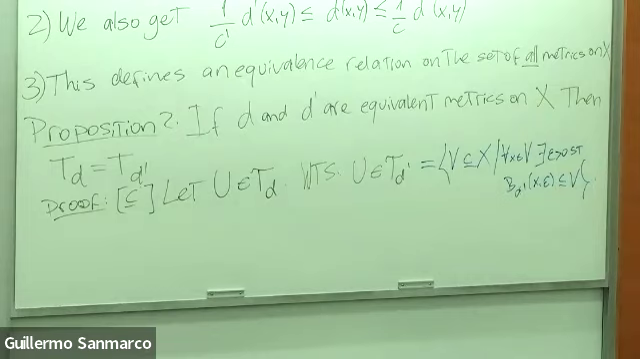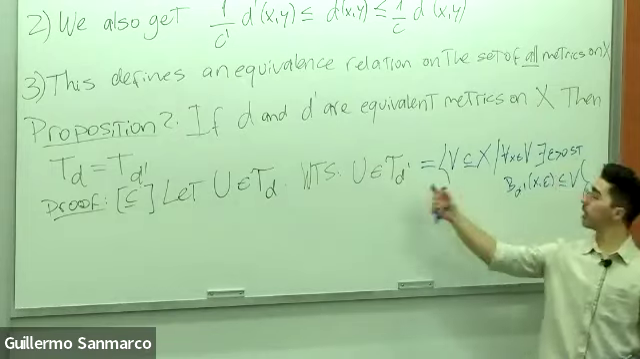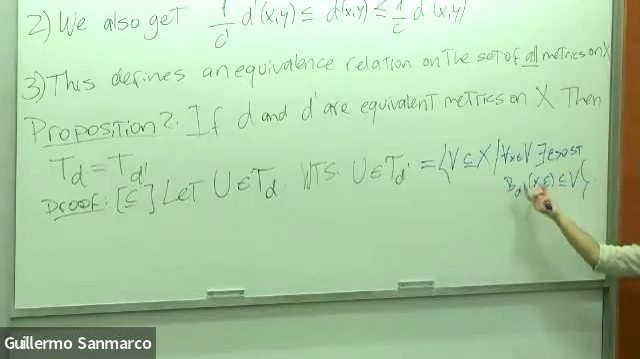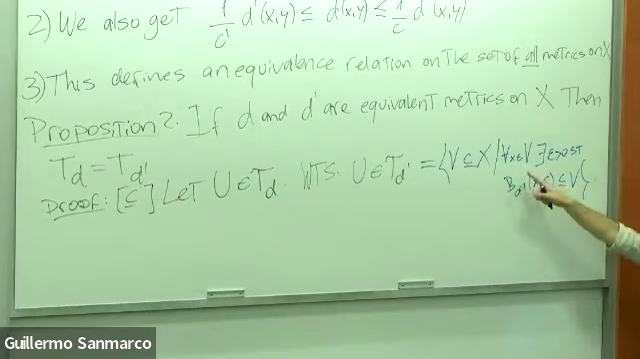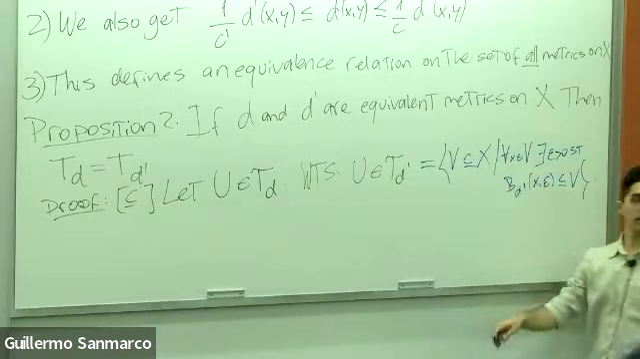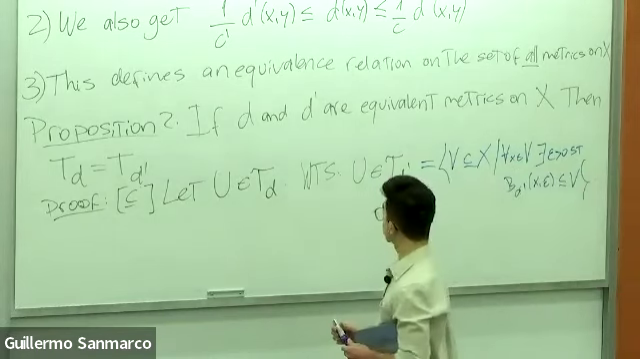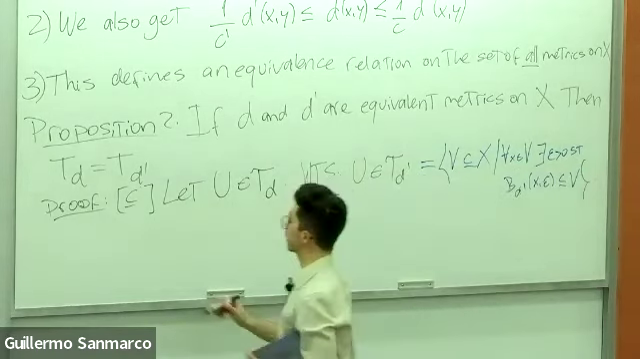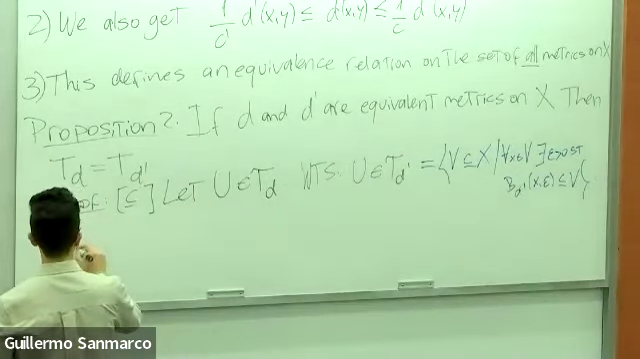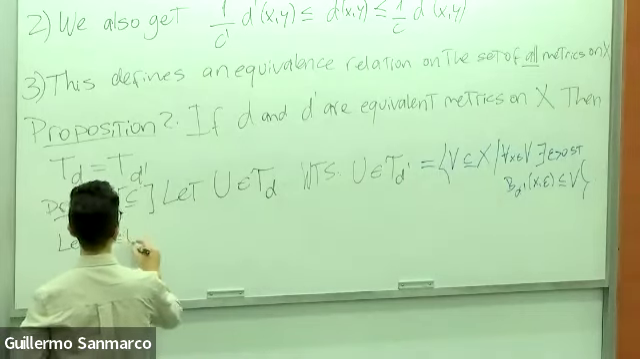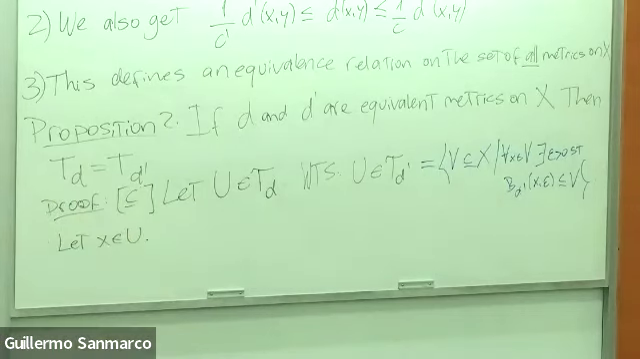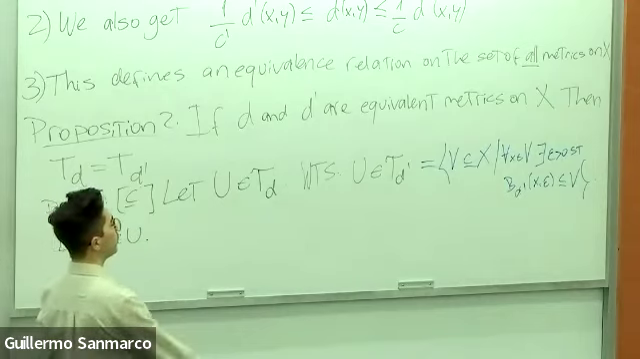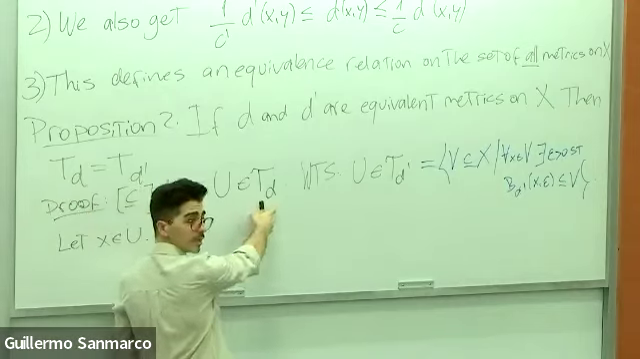Right? So this is what we want to show. We want to show U is one of the subsets of X satisfying this. So we need to take an arbitrary x in U. Let's take an arbitrary element in U. And now we need to use that U is T_D open.